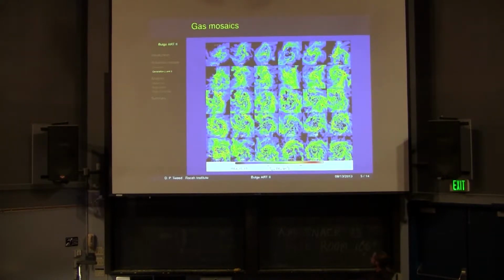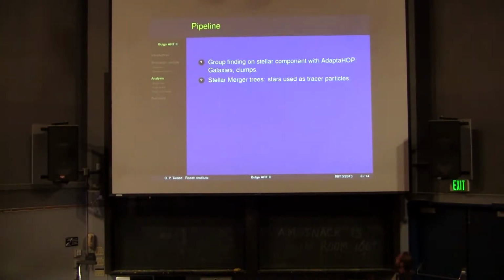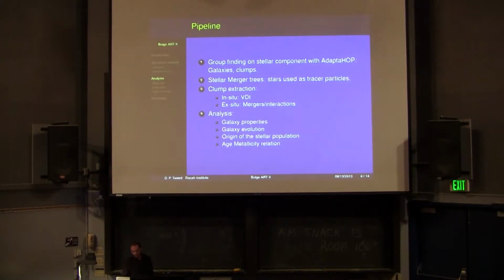I'll move to the analysis I'm doing, which is uniquely based on stars. Simply speaking, I'm running a group finder on the stellar population. Since stars are tracer particles, I can run a merger tree. From that merger tree, I can extract the clumps, separate the in situ clumps born through VDI from the ex situ clumps, pursue the analysis on the main galaxy, and track the origin of the stellar population.